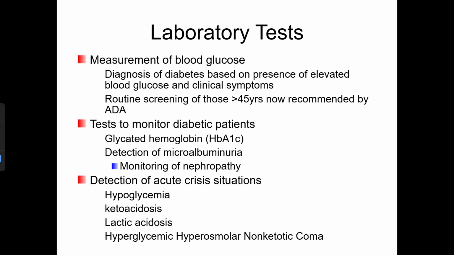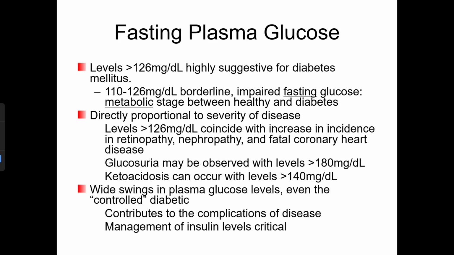So laboratory tests: the measurement of blood glucose, diagnosis of diabetes based on the presence of elevated blood glucose and clinical symptoms. Routine screening is done for those greater than 45 years, and that's now recommended by the ADA. Tests to monitor diabetic patients: glycated hemoglobin. It's detection of microalbuminuria, so small amounts of albumin in the urine. Monitoring of nephropathy. Detection of acute crisis situations, so hypoglycemia, ketoacidosis, lactic acidosis, hyperglycemic hyperosmolar non-ketotic coma.